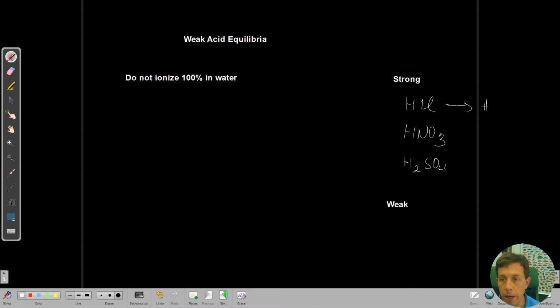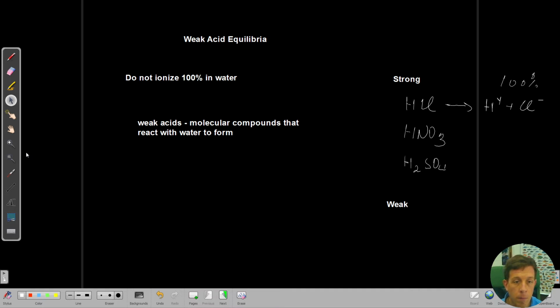So we end up with H plus and Cl minus, and this reaction proceeds 100%, and we saw a similar example in class. Weak acids, however, are molecular compounds that react with water to form H3O plus, or in the case of bases, OH minus. We can also look at weak acid and base equilibria right here.